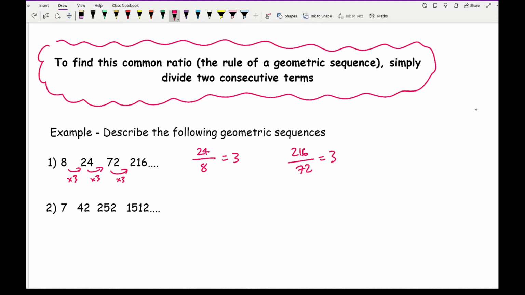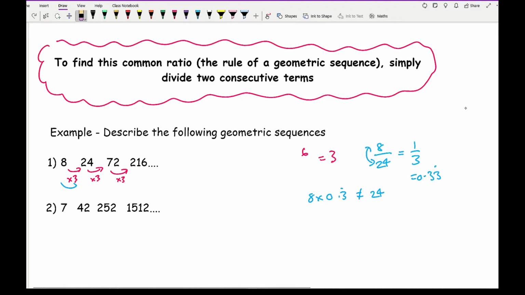Now where you do need to be careful is if, let's say, you picked the first term divided by the second term. So you had 8 divided by 24. Now that would give you a third, which would be 0.33 recurring. But if I multiplied 8 by 0.33 recurring, then I definitely am not going to get 24. So I know that I've got it wrong. So I need to flip these two numbers round to make sure that I've got the correct common ratio. And it's worth just making a note of that if a sequence is going up, then, so let's just make a little note.